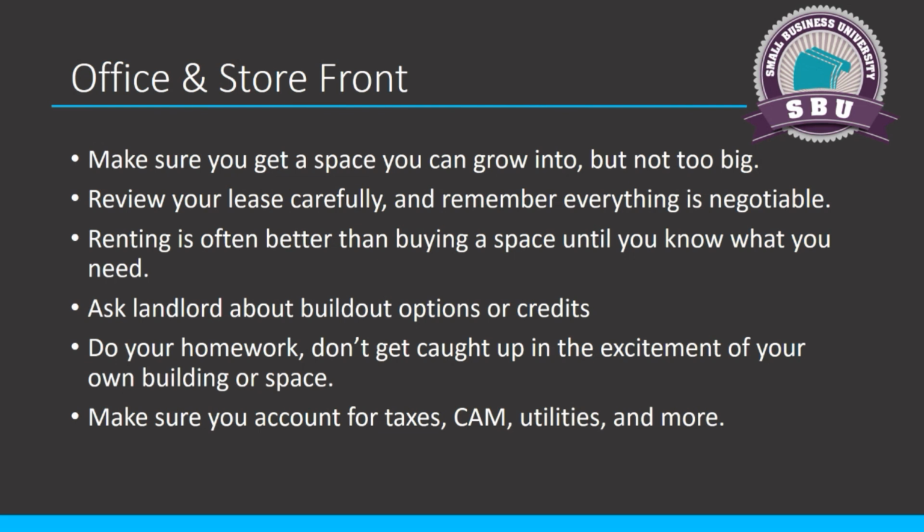And make sure you account for taxes, CAM, which is common area maintenance, utilities, and more. You'll end up seeing that there are more expenses than just the rent. So something may say that you're able to rent something for $15 a square foot per year, but that probably doesn't include the taxes, the CAM, the utilities, and everything else. So just be sure to ask these questions to find out what your total rent per month is going to be, because it could drastically change what your affordability for something like that is.